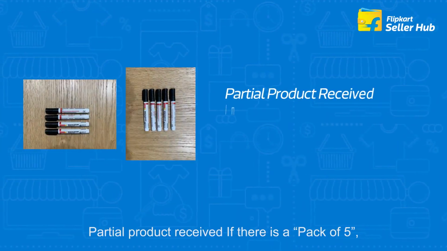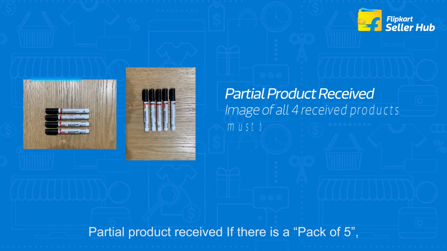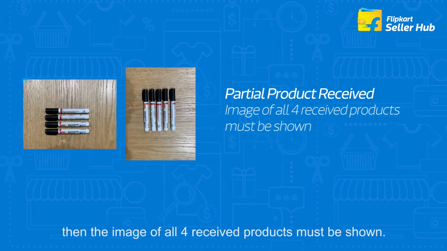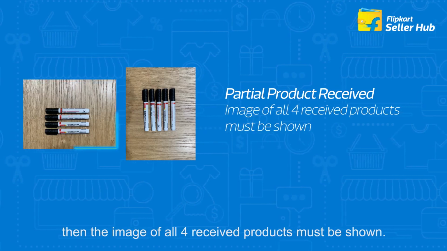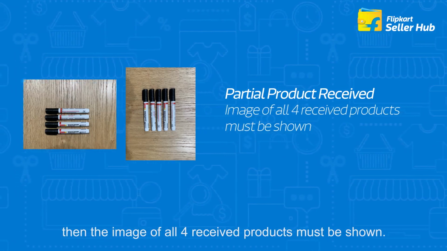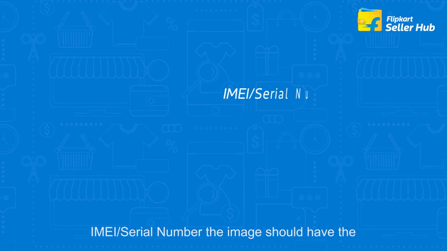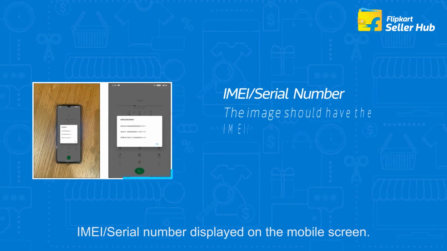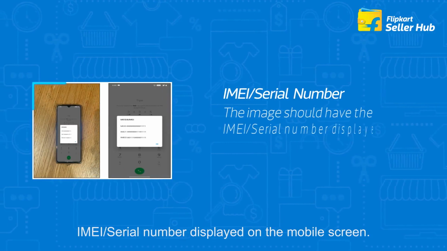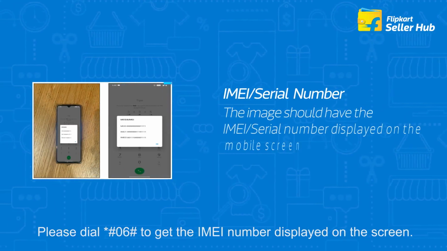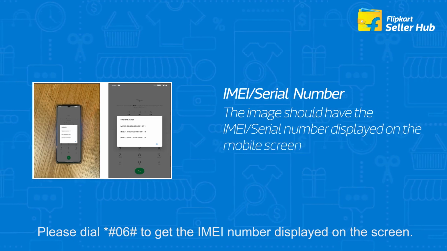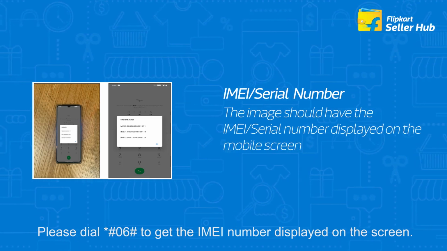Partial product received. If there is a pack of 5 and the seller receives 4 products in return, then the image of all 4 received products must be shown. IMEI serial number image. The image should have the IMEI serial number displayed on the mobile screen. Please dial *#06# to get the IMEI number displayed on the screen.